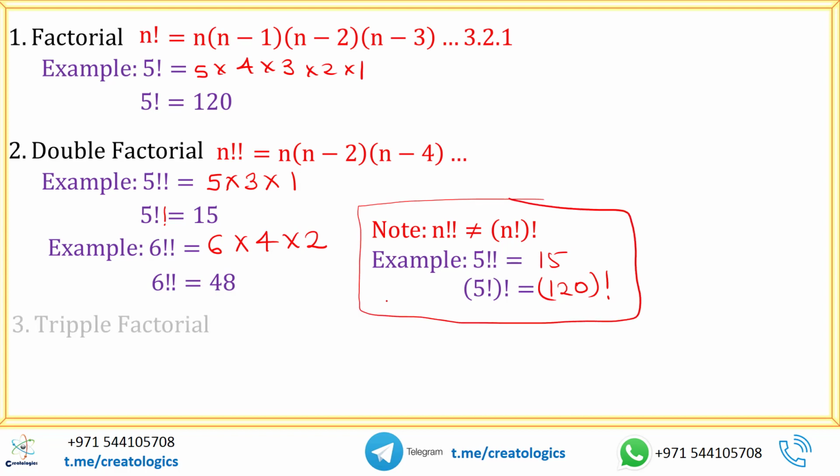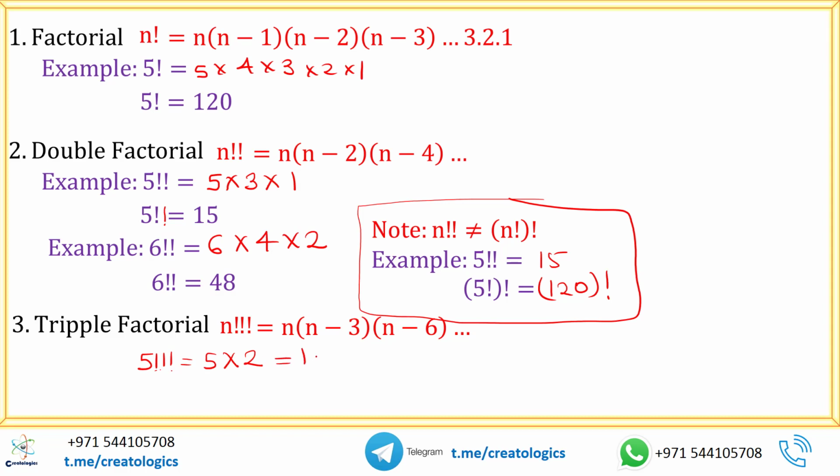Okay, let's talk about the triple factorial. In the same way, it is represented by n triple factorial, and its value will be equal to what? Yes, you are right, you have to subtract 3 this time. So its value will be n, n minus 3, n minus 6 and so on. For example, let's say we have to calculate 5 triple factorial. So its value will be 5, then subtract 3 from it, which is 2. That's it. So its value will be 10.